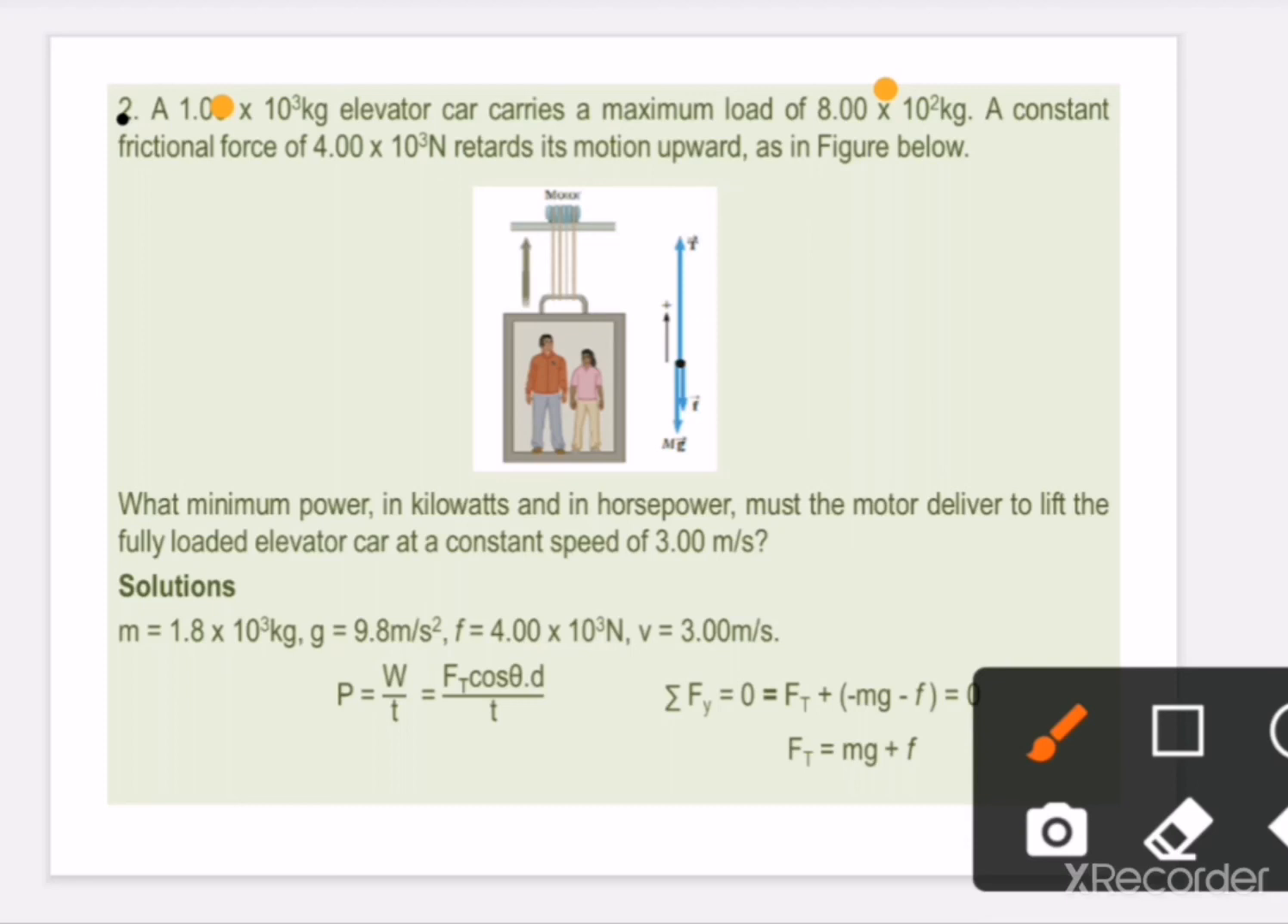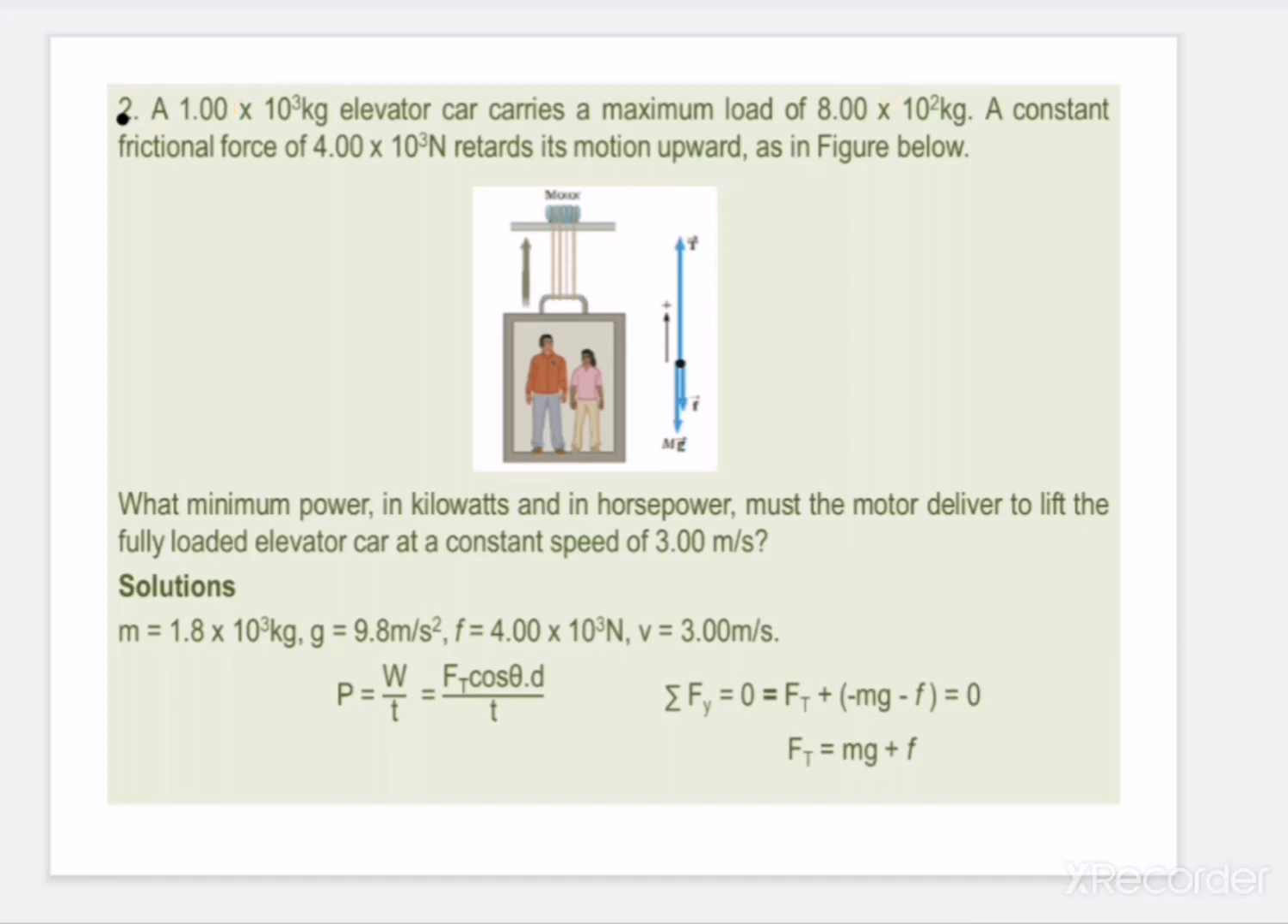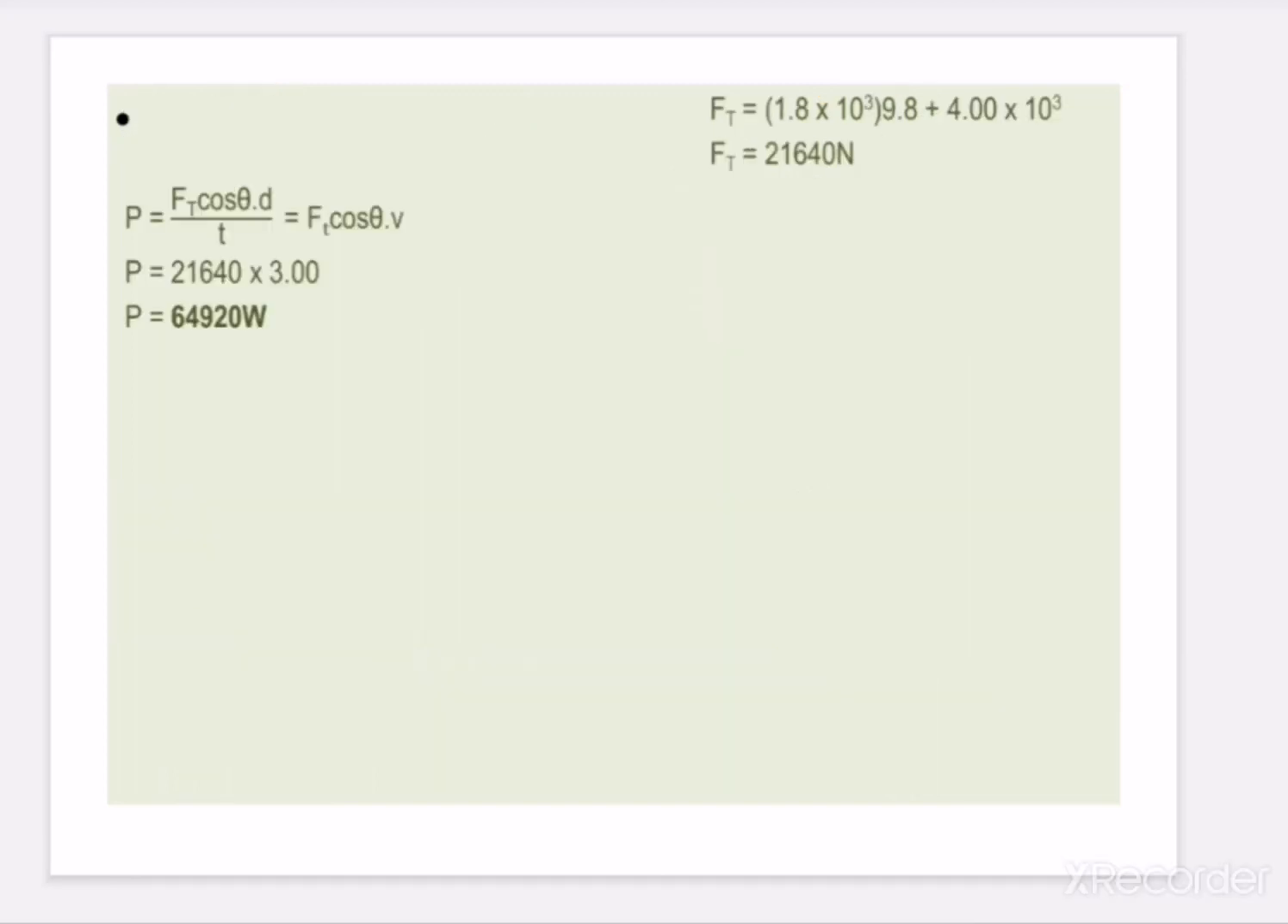And then the question here is saying we want the minimum power in kilowatts and in horsepower which the motor must deliver to lift a fully loaded elevator. So for a fully loaded elevator, we have to add the masses, this one and this one, to come up with the total mass of the elevator when it's fully loaded. And that's why the mass that we're going to use here is 1.8 times 10 to the power 3. That happens to be the sum of the maximum load and the mass of the elevator itself.